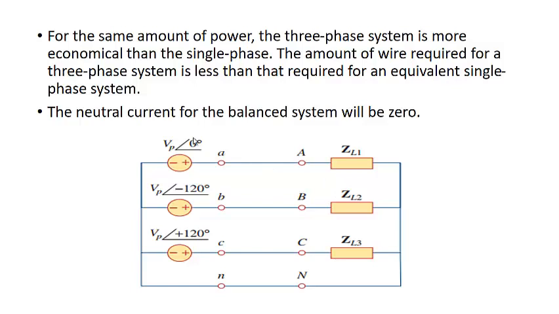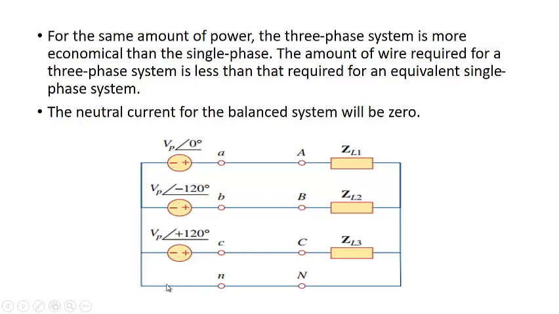One more important thing, that is related to this: the neutral current for a balanced system is zero. For a balanced system, let us say we have this three-phase system. We have voltage Vp at an angle of 0, Vp at an angle of minus 120 degrees, and Vp at an angle of plus 120 degrees. I will tell you how this plus 120 degree comes out.